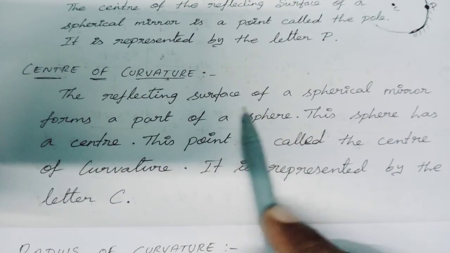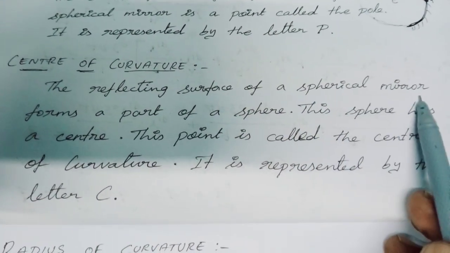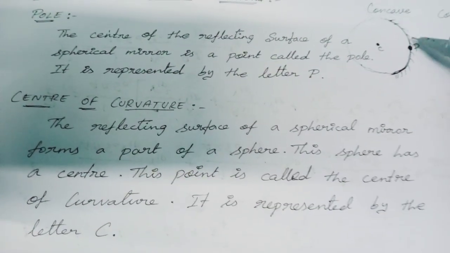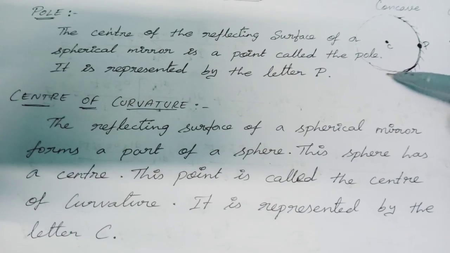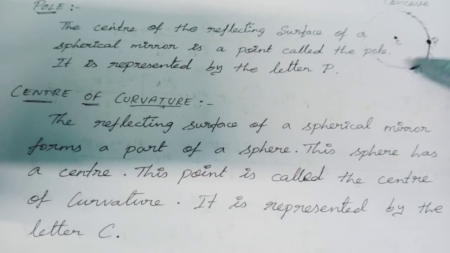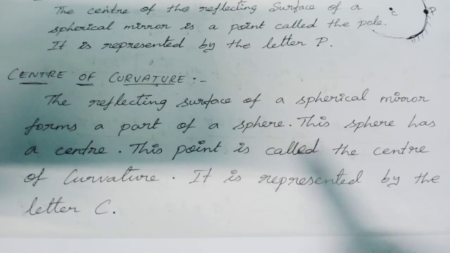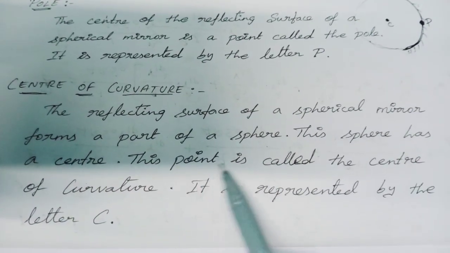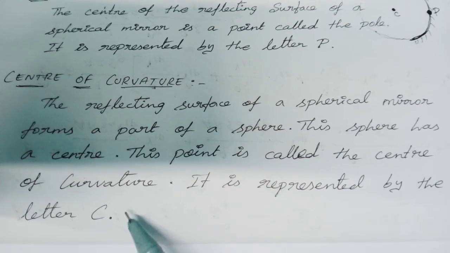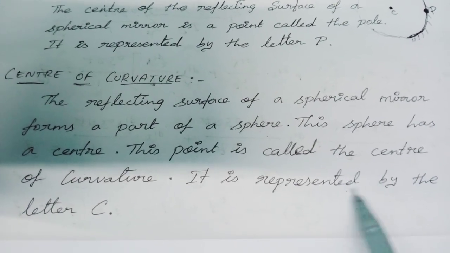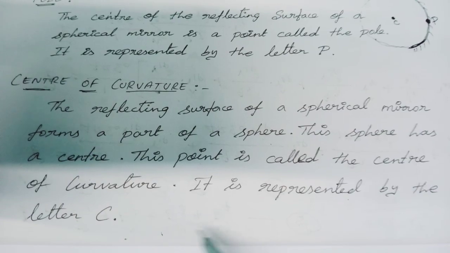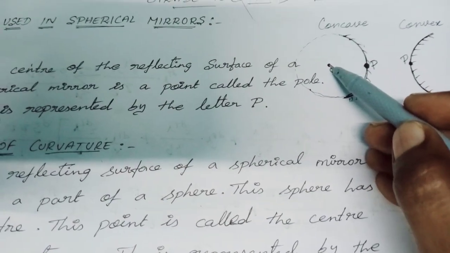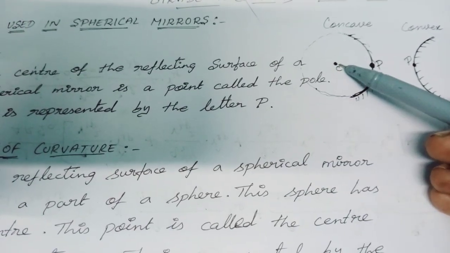That is the definition: the reflecting surface of a spherical mirror forms a part of a sphere, and this sphere has a center. This point is called the center of curvature, and it is represented by the letter C. In this diagram, this is the point represented as the center of curvature.